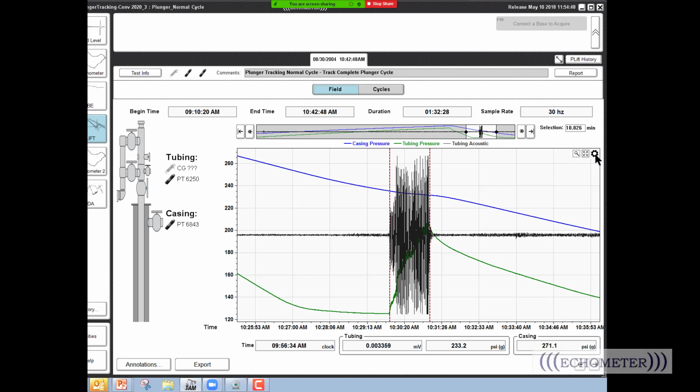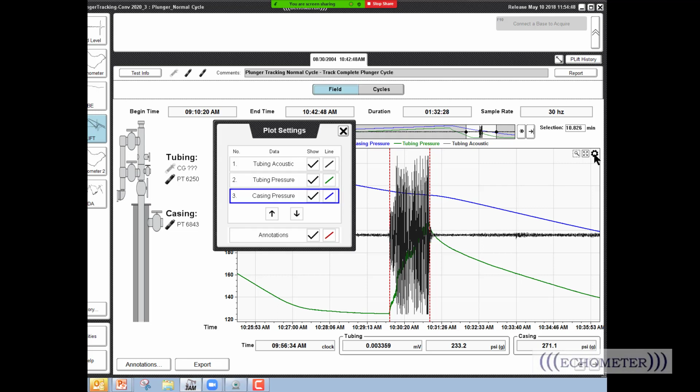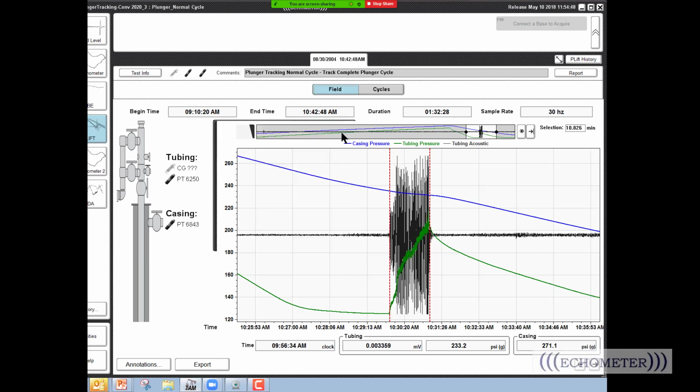An option to fix this is to go into this and move the tubing acoustic down, and then that will make the tubing pressure be shown first on top, and then the acoustic behind it, so we can see that. So there's a lot of flexibility in the way this stuff is displayed, by looking at the settings.